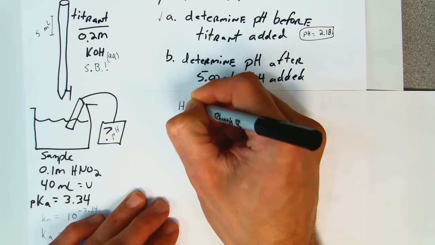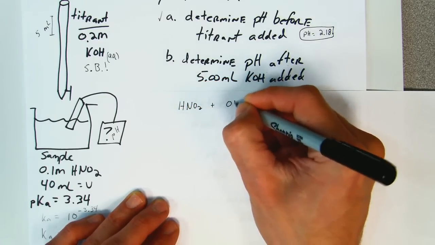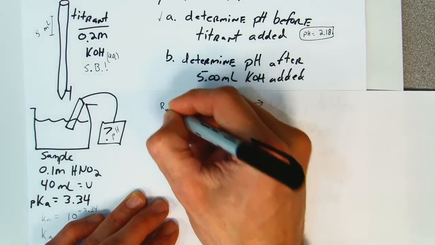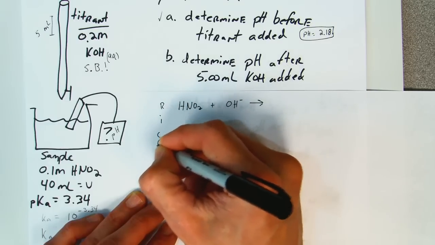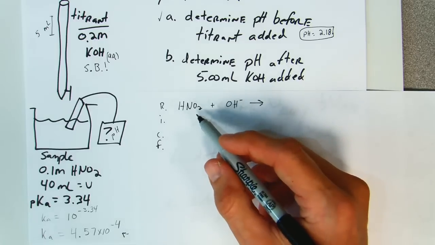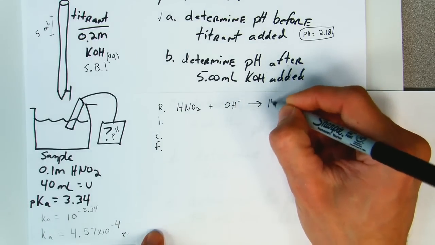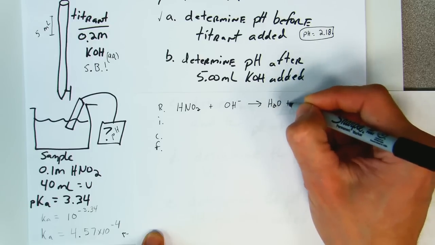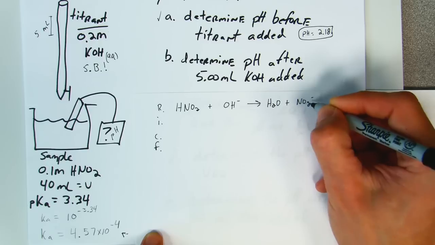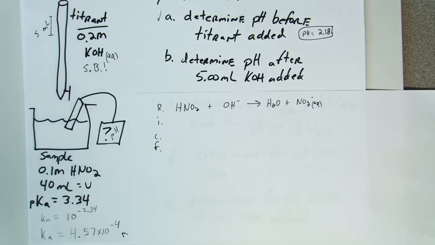Well, we just have to think about what in the world is occurring here and maybe make sense of it. And I like to do that here for this problem through an RICF table. We've got a weak acid. We're going to react it with the strong base. And when it reacts, we'll make water. And we're also going to make NO2 minus 1, which is the conjugate base of this weak acid.